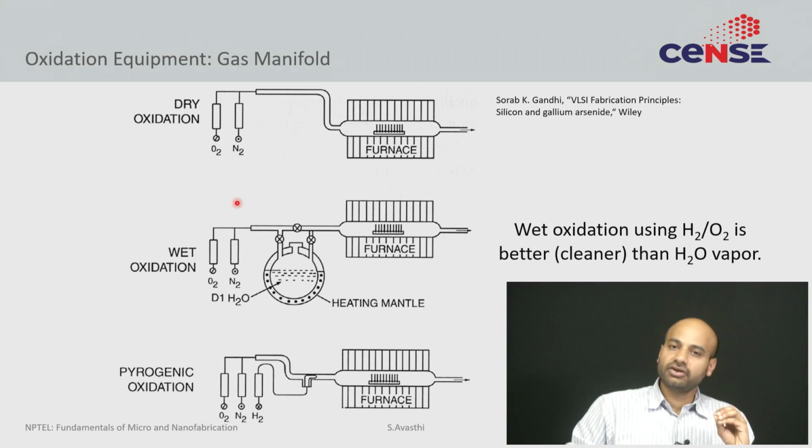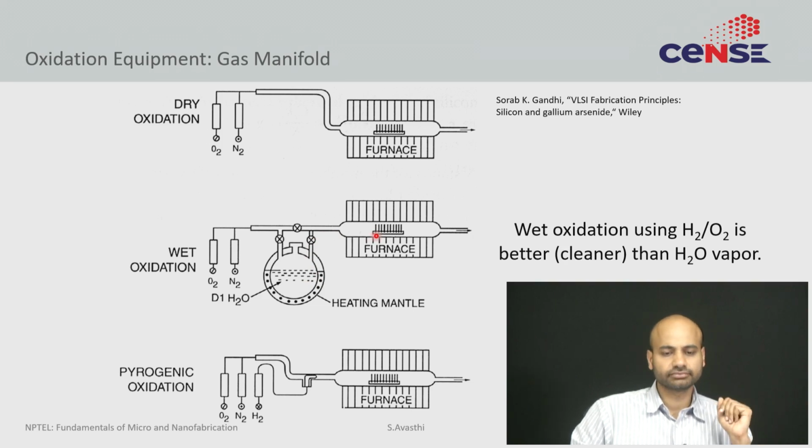If you were to do wet oxidation, things would be a little more complicated. In wet oxidation, you actually have a bubbler, and in that bubbler you can fill it with ultra pure water, hopefully DI water, and then you bubble the inert nitrogen through this water. As the nitrogen goes through the water bubbler, it picks up some of this water vapor, and that water vapor is transported into the furnace where it actually does the oxidation.